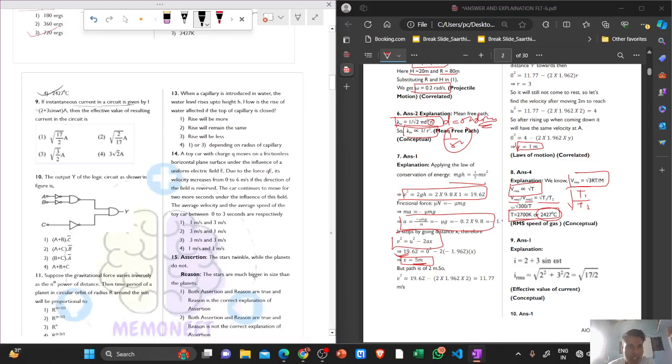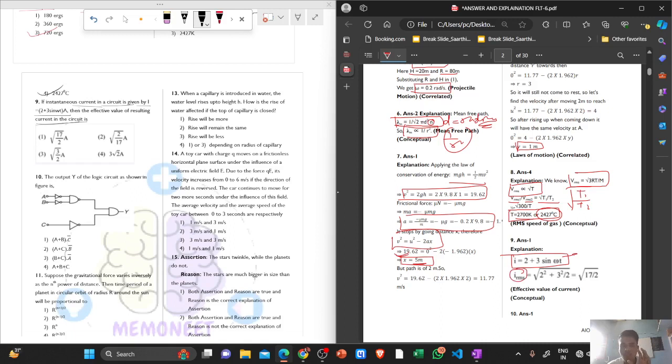Instantaneous current in a circuit is given by I equals 2 plus 3 sin omega t, and we need the effective value of the resulting current in the circuit. Okay, it is asking about the resultant current or effective value. You just need to calculate the magnitude of this current, that is given in the form of 2 plus 3 sin omega t. So after calculating its RMS value, that will give the effective current.